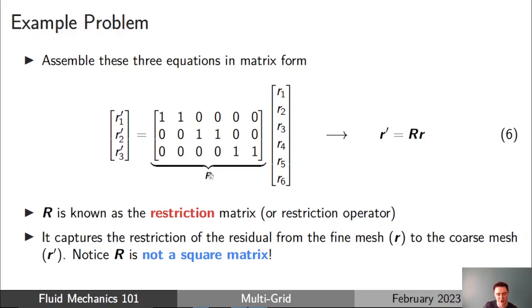And the other thing I want you to notice is that this matrix R is not a square matrix, and this is the key feature of the operation that allows us to change the size of the vector from 6x1 to 3x1.